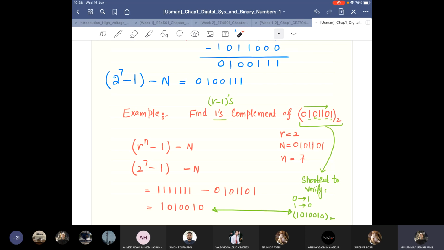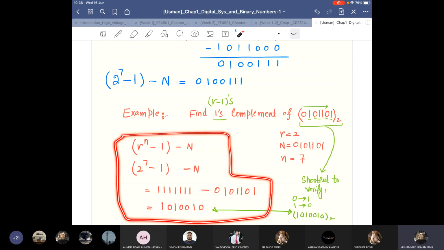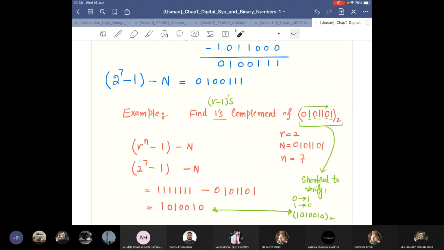I hope you understand this shortcut idea to verify your answer. But in the exam, if I ask you for the shortcut, write the shortcut. If I ask you for the detail, then give the detailed answer. So if you want to verify your answer, you can verify it this way.